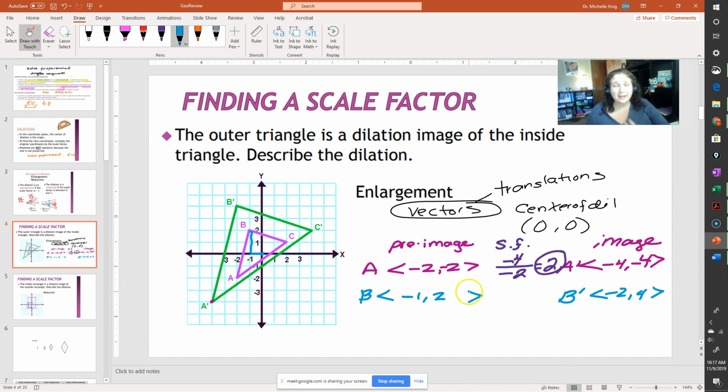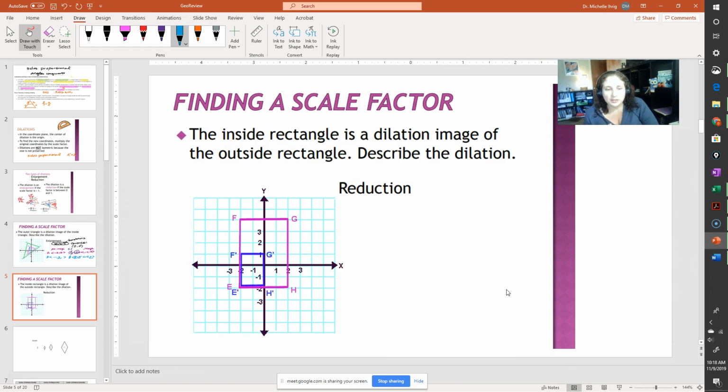So again, I can pick any of the matching pairs, the x divided by the x or the y divided by the y, as long as I'm consistent in doing the image divided by the pre-image. In this case, I'm going to change it up. I'm going to do 4 divided by 2. +4 divided by +2, again, gives me the scale factor of 2. So we'll skip C and let's look at reductions.